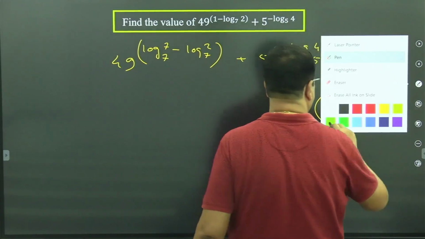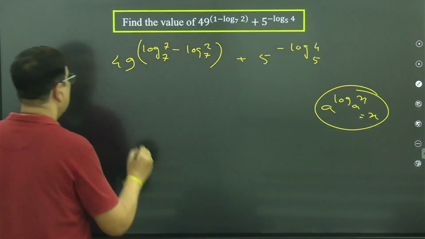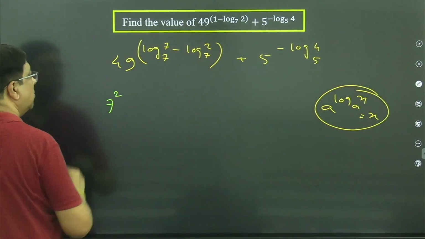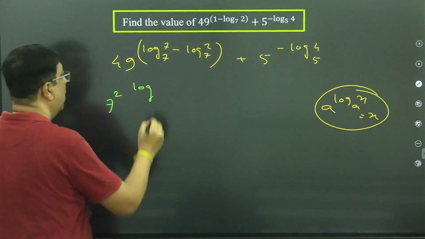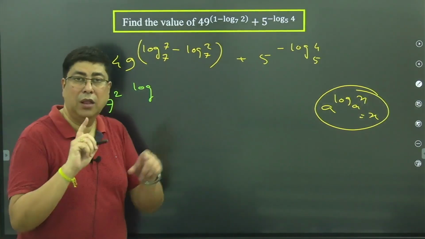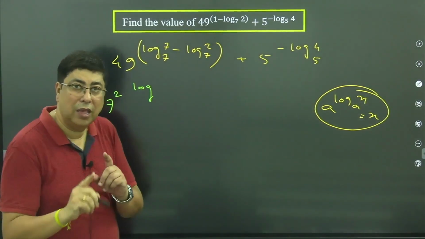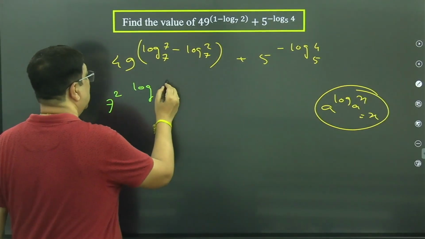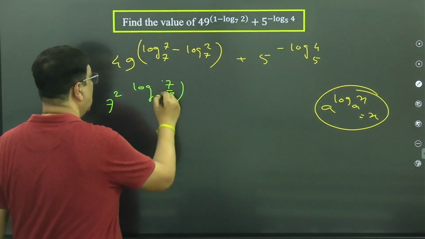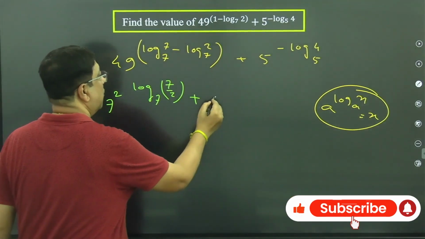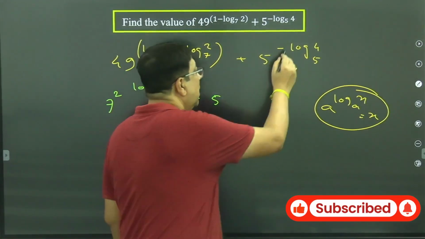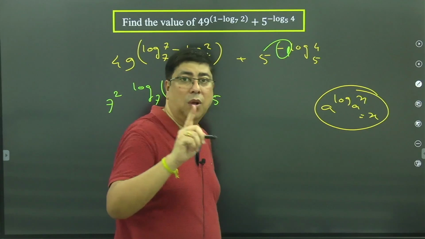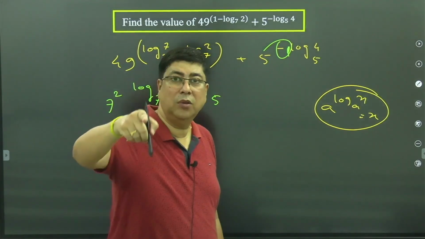So everyone, let's continue. 49 means 7 square, log m minus log n is log m by n. So log base 7 of this will be 7 by 2, plus 5 to the power, actually this is minus 1. So this will be coming to the power.